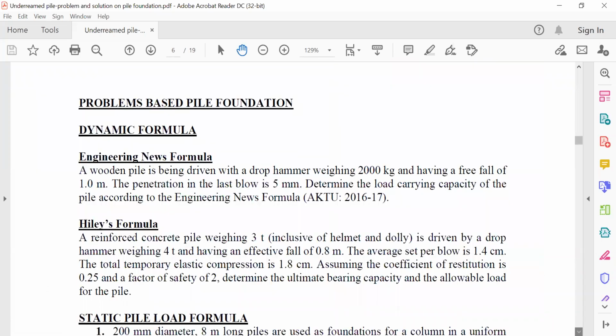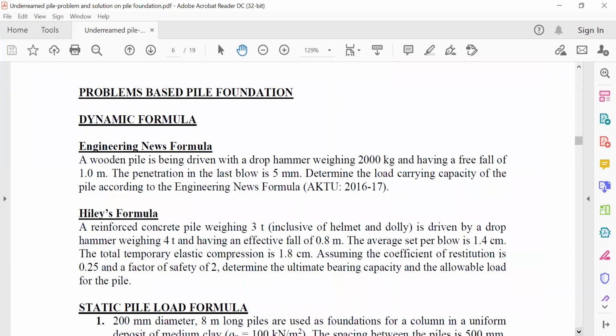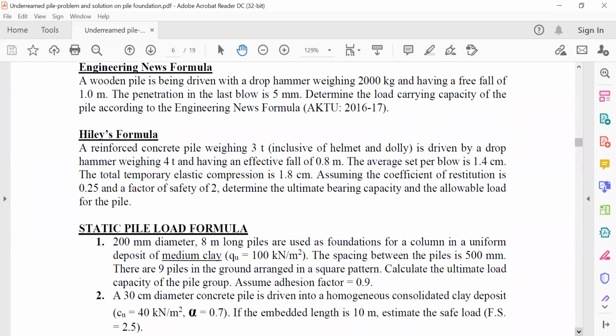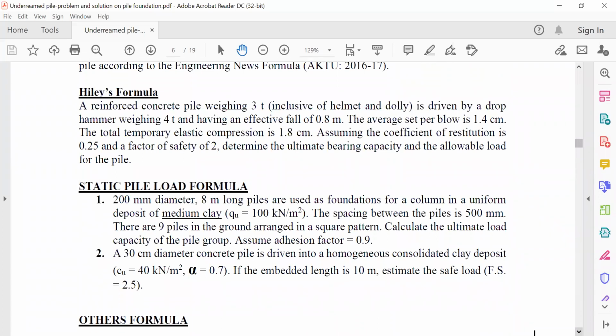I have given you 5 or so numericals for study, which I have uploaded on the Google Classroom. See, problems based on pile foundation. Dynamic formula, as we have already studied the Engineering News formula. One question has also been asked by AKTU. So this numerical is there, and based on the Hiley formula, one numerical I have given you, just for your idea. I will talk to you about the solution also. So this is a numerical which I have uploaded on the Google Classroom.